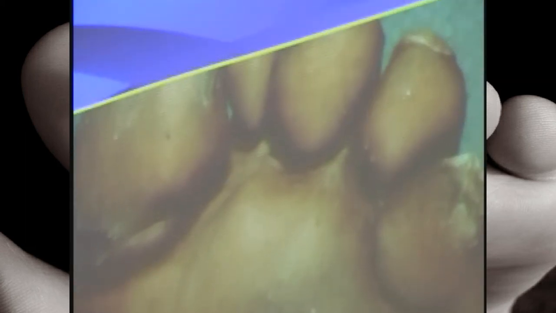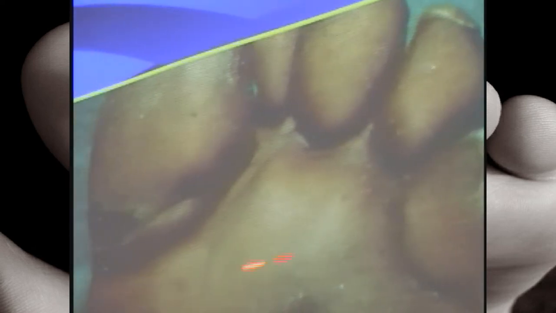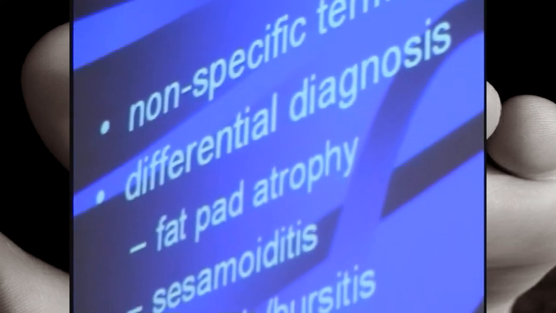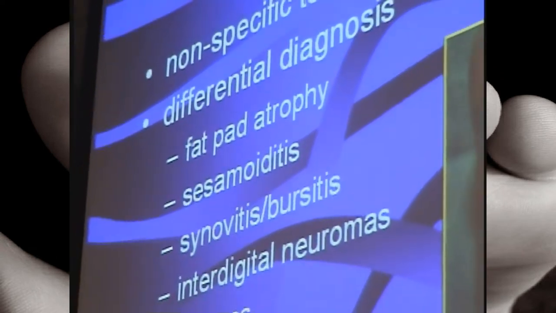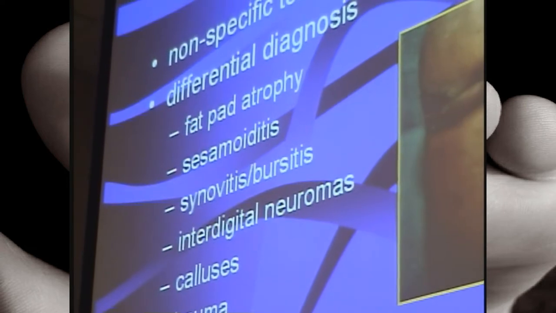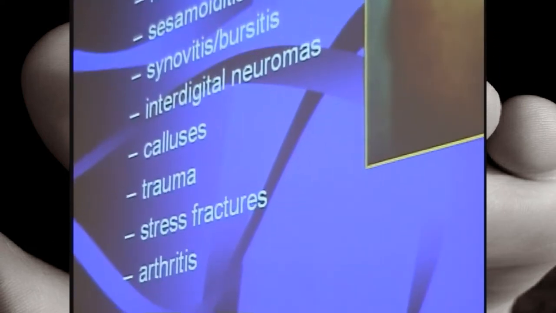It can lead to some of the things that we have talked about, like calluses, for example. Atrophic fat pad, we mentioned that. Inflammation of the joints, or the metatarsophalangeal joints. Stress fracture, arthritis. So it's pretty much a garbage term, and you need to identify which problem is actually leading to that. We'll talk about those briefly here.